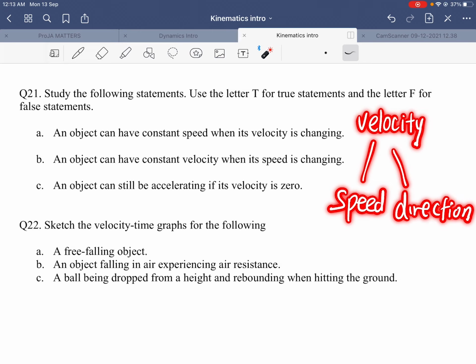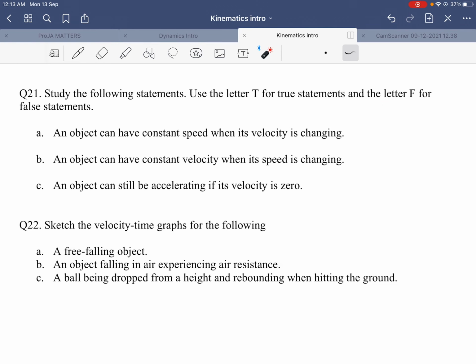So in this case, what happens if an object has constant speed but its direction gets changed? Then yes, the velocity will change, but its speed will still stay constant, therefore it is possible and this is true. Next one. An object can have constant velocity when its speed is changing. No, when the speed is changing, the velocity is instantly changing.